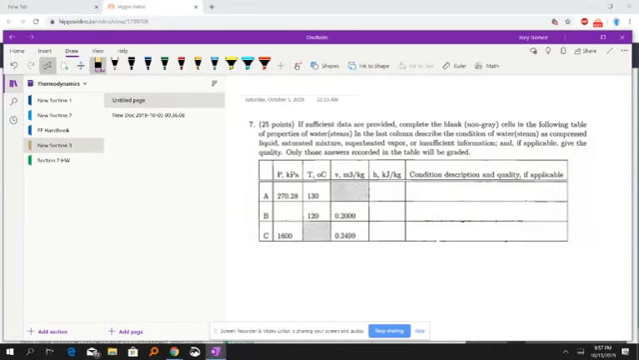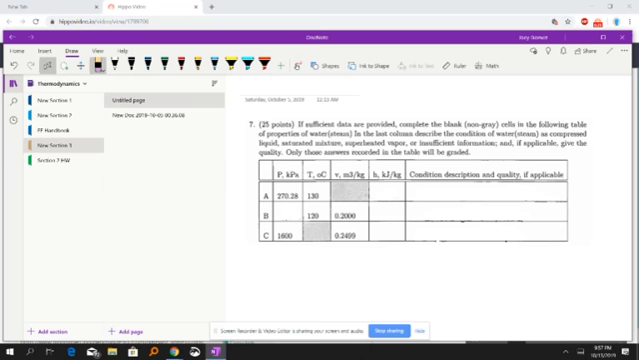All right, guys, we're going to try and answer this question given the values in the table. If sufficient data are provided, complete the blank cells in the following table of properties of water. In the last column, describe the conditions of water as compressed liquid, saturated mixture, superheated vapor, or insufficient information. So what we're given here is values for pressure, temperature, and specific volume. And we're asked to find the enthalpy and describe the condition.